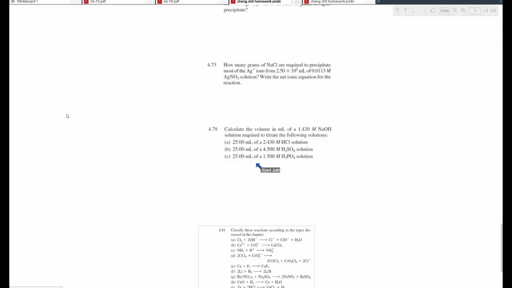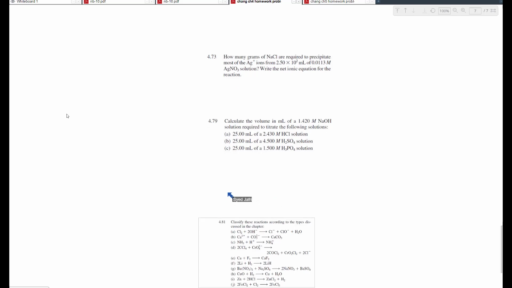Chapter 5 is just getting into a bunch of problems dealing with the gases. Now look at this one: calculate the volume in ml of 1.420 M NaOH solution. We can do it very fast, or you can do it in any way. I'll go to the blank page. I've got it printed out. Hold on just one minute.